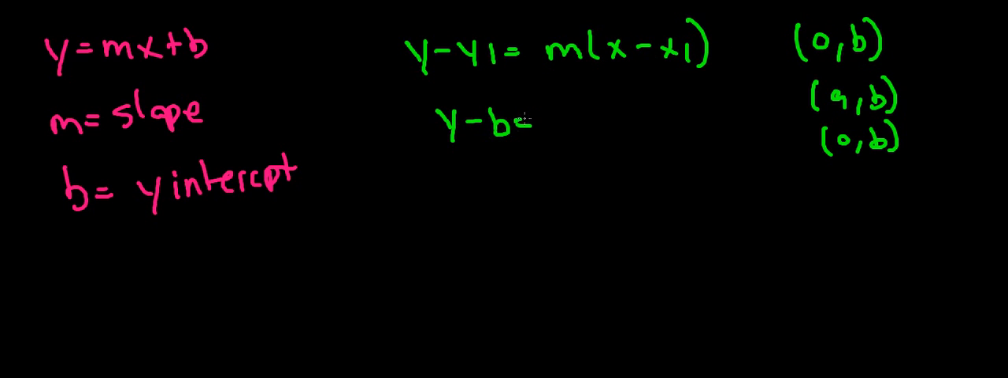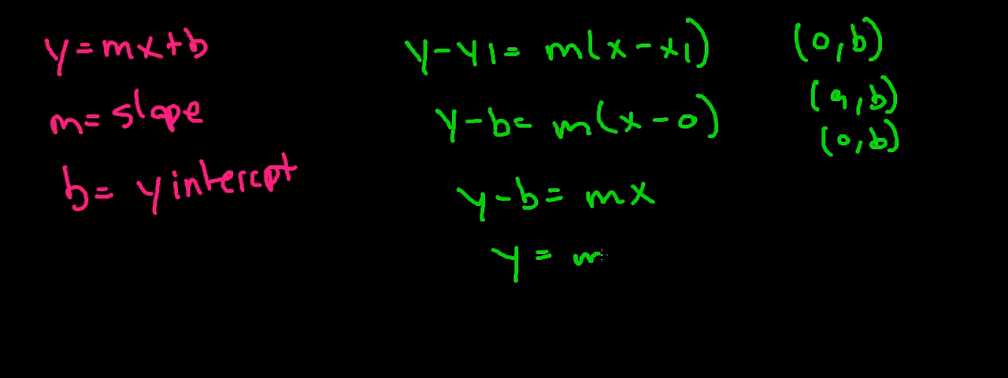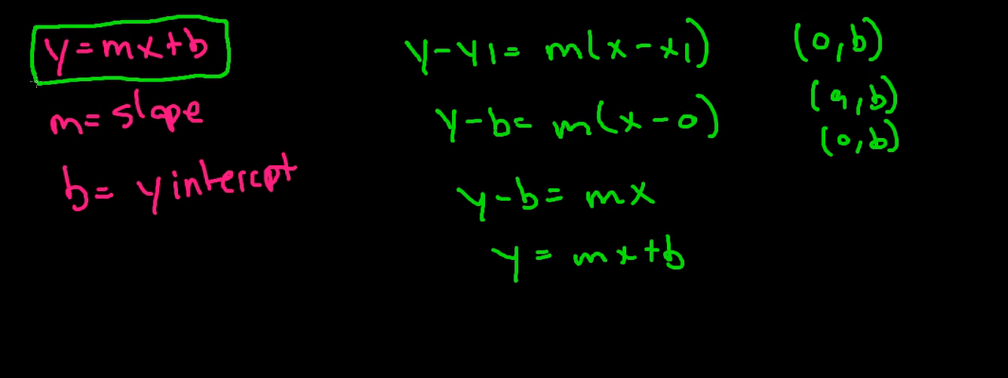y minus b is equal to m times x minus 0. y minus b is equal to m times x. y is equal to mx plus b. So that's where it comes from. It's the same thing as the point slope formula. It's just solving for a specific point, just 0, b, the y-intercept. It's solving the point slope formula for the y-intercept. That's what this equation is, and that's what it's doing.